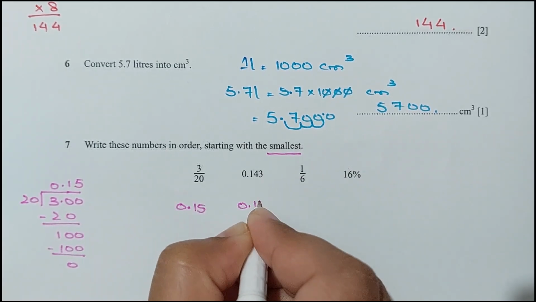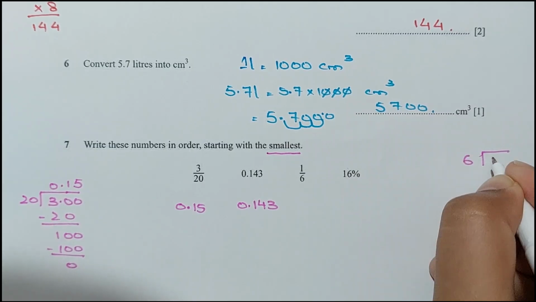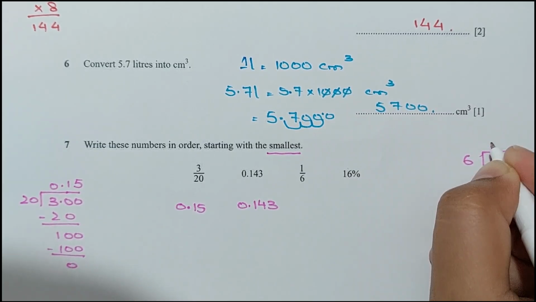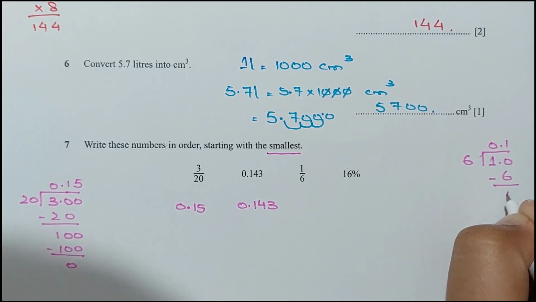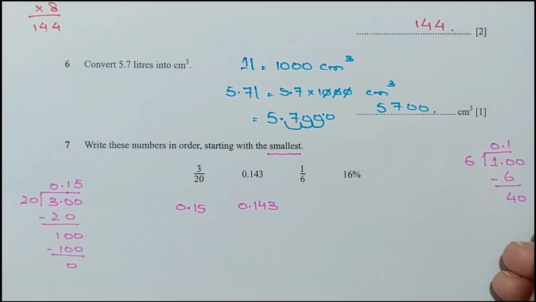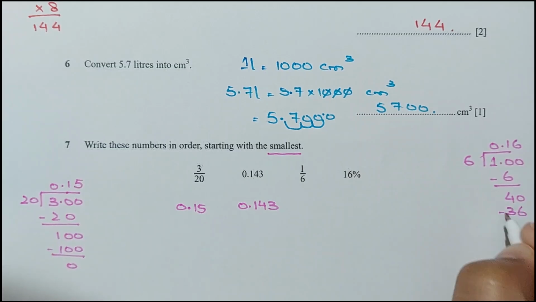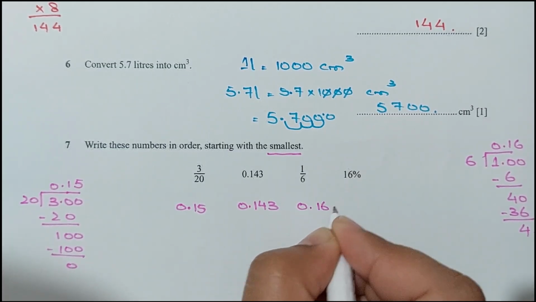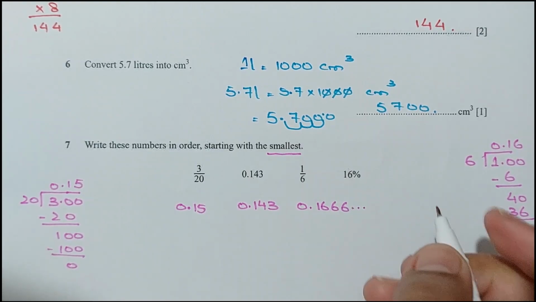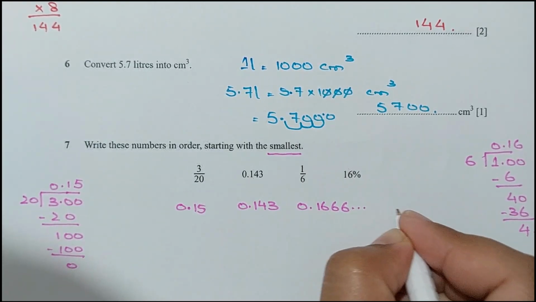The next one is 0.143. What is 1 out of 6? We have 6 and 1, with a decimal and 0s. 6 times 1 is 6. Subtract, we have 4, 0, 40. 6 times 6 is 36. Subtract, we have 4. So the answer is 0.1666. 16% is 16 over 100, which is 0.16.